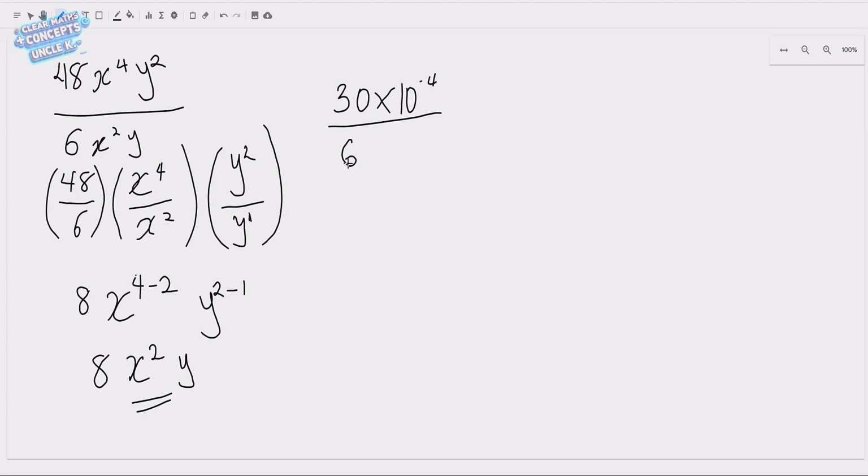So the next one, you have to evaluate 30 x raised to the power 10 divided by 6 x raised to the power minus 4.